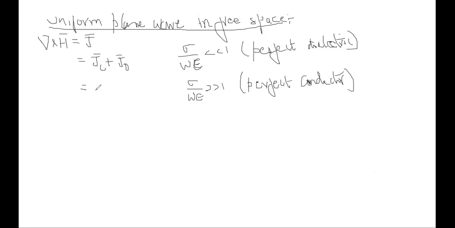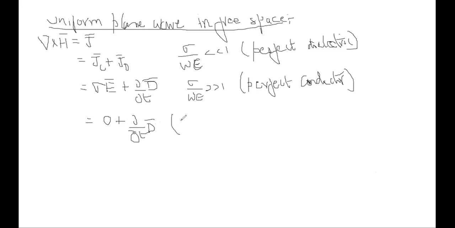So J_C bar means sigma into E bar, plus J_D bar. That is, J_D bar is dou by dou t of D bar. That is Maxwell's equation actually. When we consider a perfect dielectric, what is the sigma here? The sigma is 0, so the 0 value plus dou by dou t of D bar.